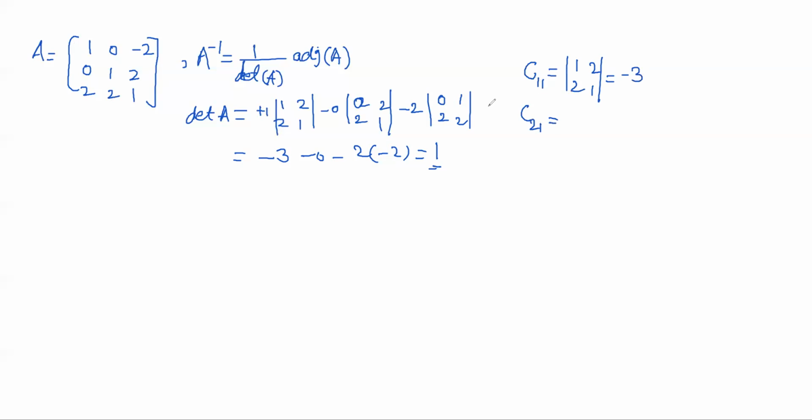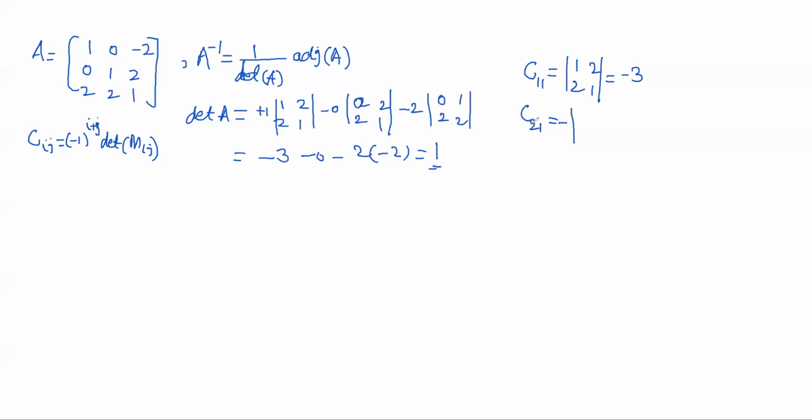The second cofactor is C21 here. In this case, the sign will be negative because 2 plus 1 is an odd number. Remember that the formula for Cij is (-1) to the power i plus j times the determinant of the minor Mij. Inside 1, 2, 2, 1 is the minor.